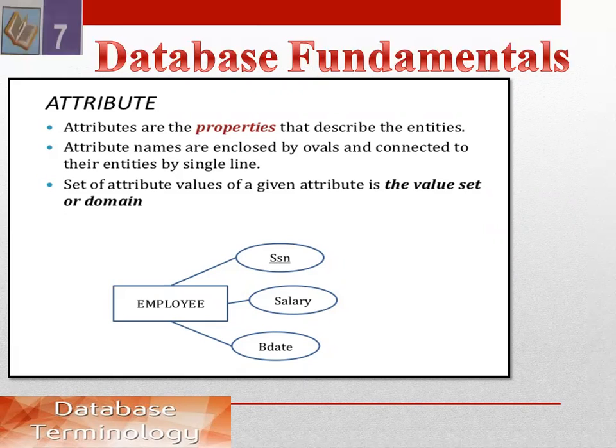So here on your screen, we have one more example of the entity employee. Employee is an entity, and here you can view the attributes on your screen, which are represented by ovals and connected with the help of a single line. On your screen, SSN is one attribute, then salary is one attribute, B date, date of birth, is one more attribute. So here we can view the entity and attributes on your screen.